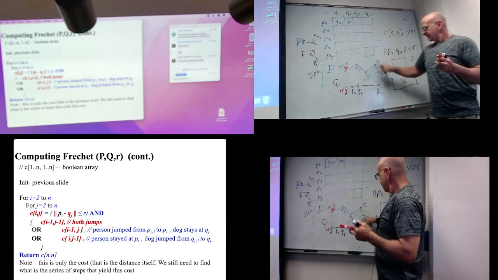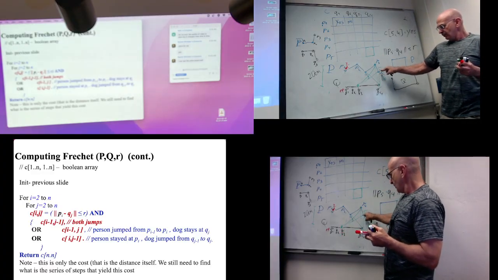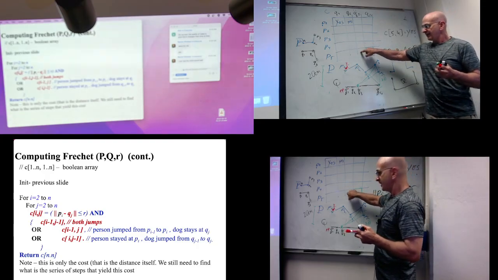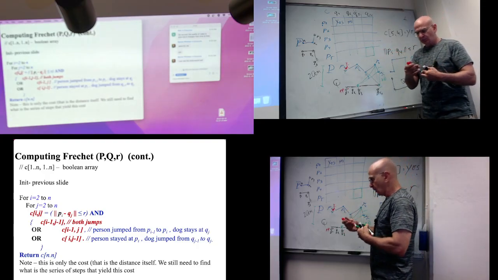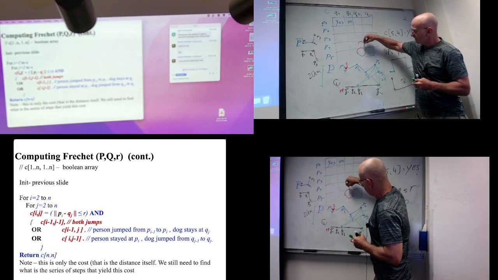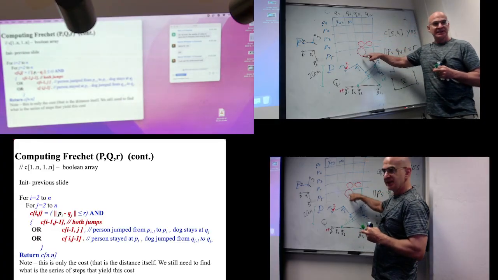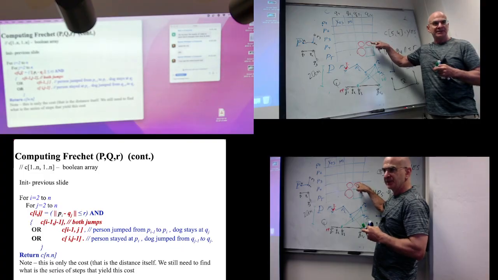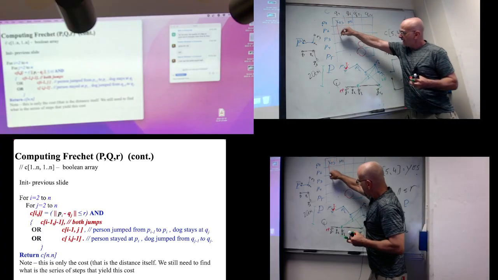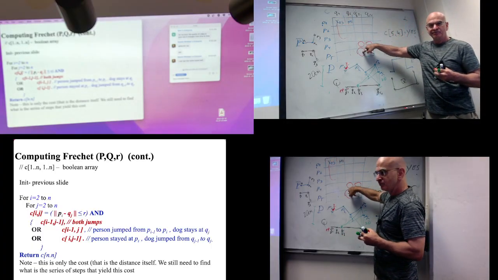When can I say yes? If the distance between the last two vertices is within the leash, and either this cell is yes, or this is yes, or this is yes, at least one of them must be yes. Because it means there is a way to reach all the way to here.